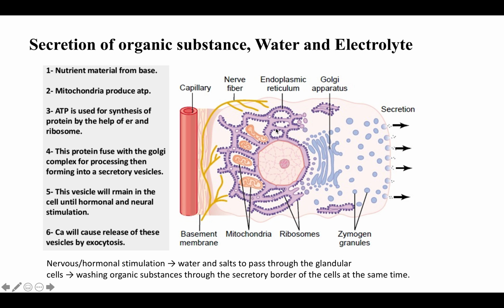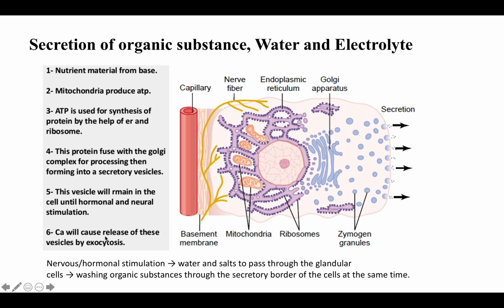So these proteins produced by the ribosomes fuse with the Golgi apparatus here to form secretory granules or vesicles. These vesicles will stay in the cell until there is a hormonal or neuronal stimulation for the release, and the release is mainly excited by calcium entry into the cells by the process of exocytosis.